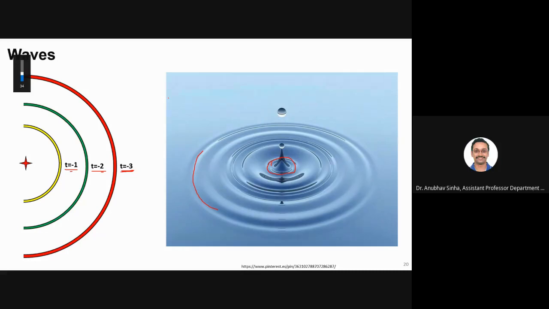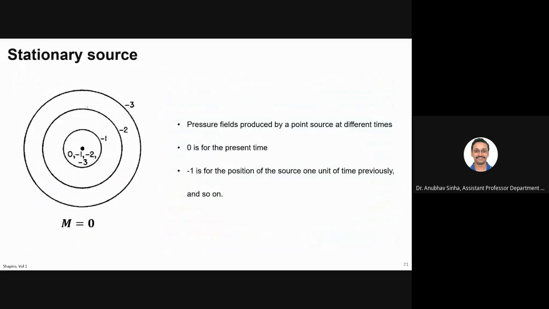Okay, moving on. So let us just look at the stationary wave, what we saw in the last slide. These are the three waves which are produced at -3 t, -2, -1, and the source is always at that location. In this plot, we are talking about pressure fields produced at different times. 0 is the present time, and we are talking about something in the past, that these three waves were produced in the past. And this is stationary, so this is M equal to 0. Velocity is 0.